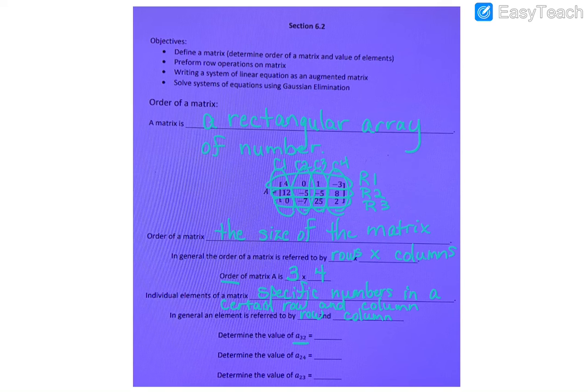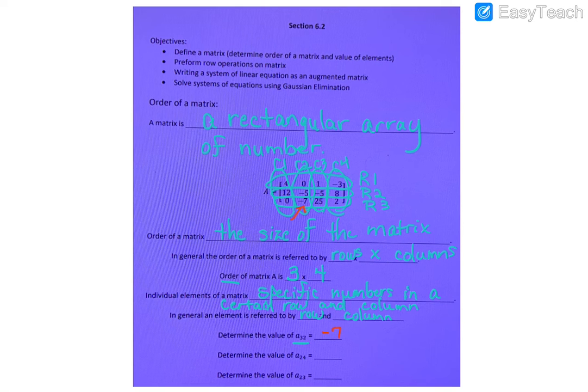notice the lowercase a corresponds to the uppercase A that was the name of the matrix. The 3 tells me to look in row 3, and the 2 tells me to look in column number 2. So if I come down here to row 3 and I look in column number 2, I am talking about the -7 that is right there. So row 3, column 2 has a value of -7.